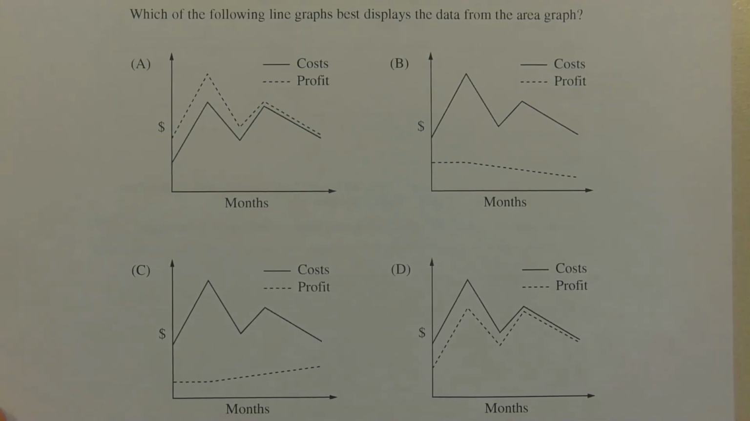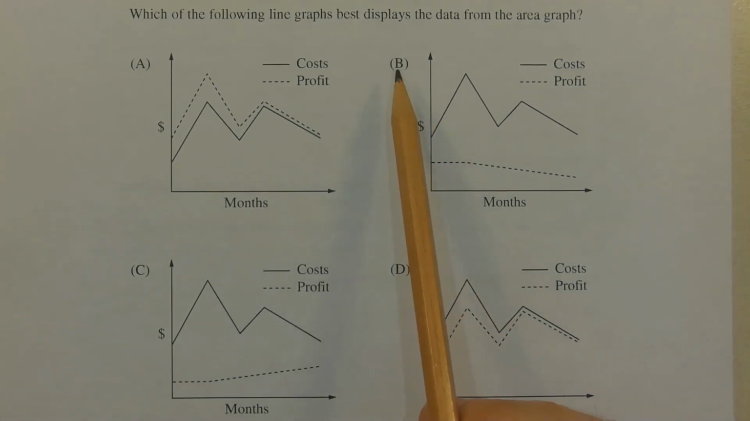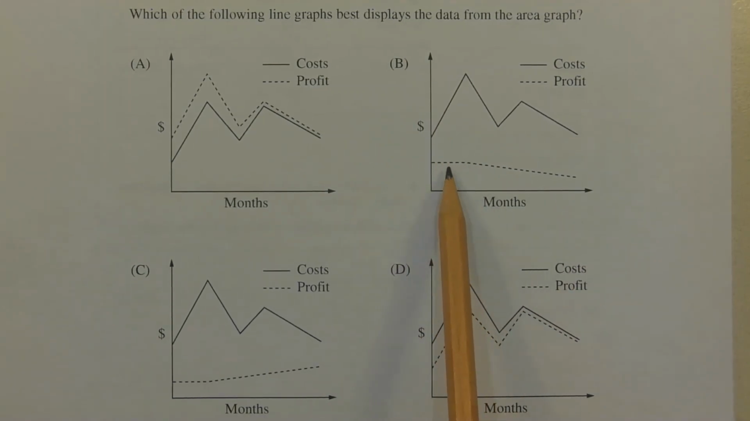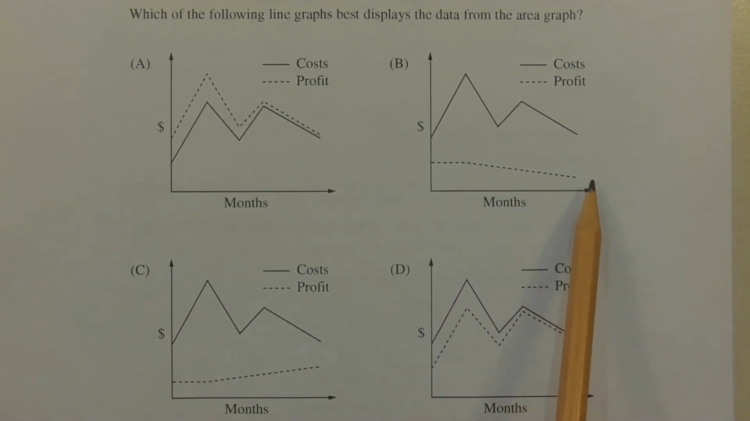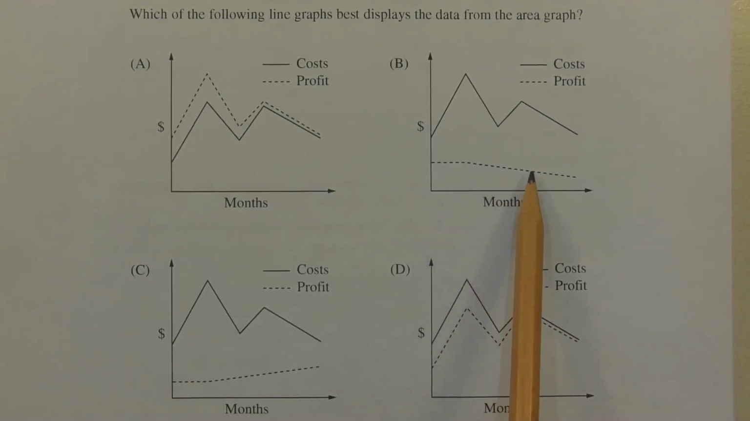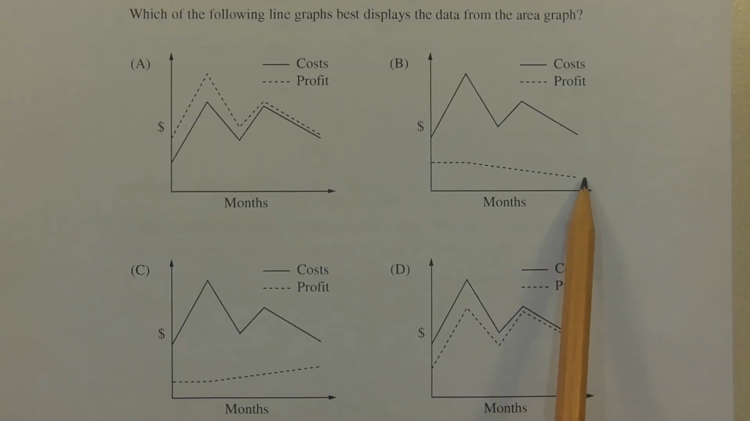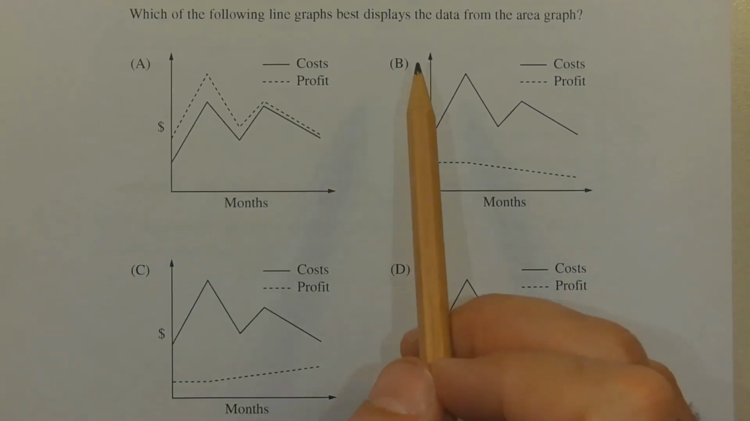And the only option that gives us that is option B. So we can see here that the profit is constant to begin with, but then the profit starts to reduce and gets closer to the x-axis as we move from this point here to the right-hand side. Therefore, the correct answer is option B.